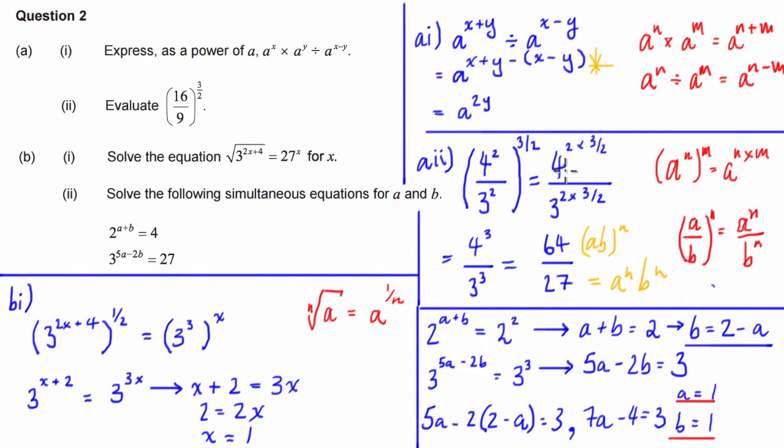So what we did here is we recognized that 16 and 9 are both square numbers, and we expressed these numbers as 4 squared and 3 squared. What we then did is we used the fact that they were squared for when we multiplied the 3 over 2 in, the 2's cancelled. That's what happened here. So then we were left with 4 to the power of 3 over 3 to the power of 3.